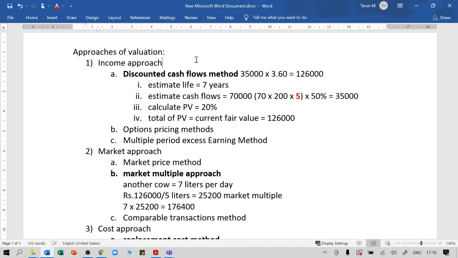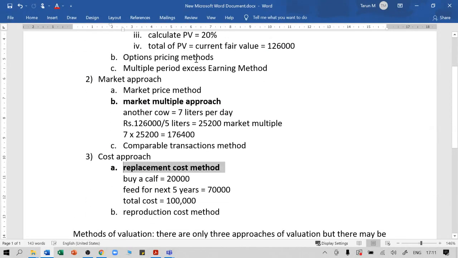If I compare all valuation standards, I come to the conclusion that there are only three approaches of valuation. One is the income approach, second one is the market approach, and third one is the cost approach or asset approach. There are only three approaches of valuation, keep in mind. Now, as far as the income approach is concerned, there are many methods. You cannot decide that there are only so many methods for valuation. Approaches are only three, but there is no limit on the number of methods. You can have n number of methods. But the popular methods are the discounted cash flow method, option pricing methods, and multi-period excess earning model. Under the market approach, you have the market price method, market multiple approach, and comparable transaction method. Under the cost approach, you have a replacement cost method and a reproduction cost method.